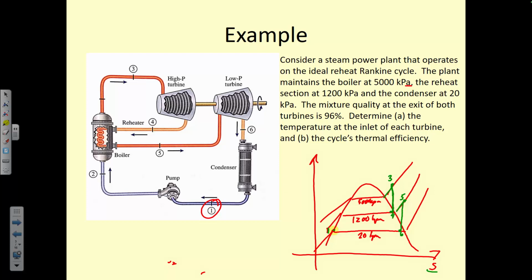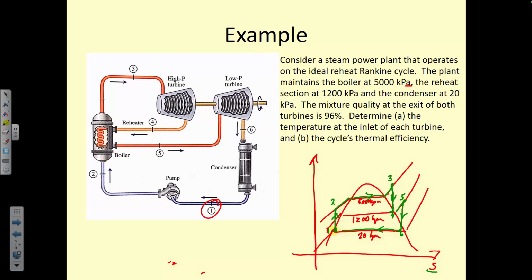So then it just remains for us to figure out state 2. Is that the only one left? Yep. Okay, what do we know about between state 1 and 2? Constant entropy, and what pressure is state 2? 5,000. Right, so we just draw up to there. So state 2 is here. Then we can draw our cycle on the TS diagram with the arrows going in the appropriate direction. Not so bad. Pretty easy, right?